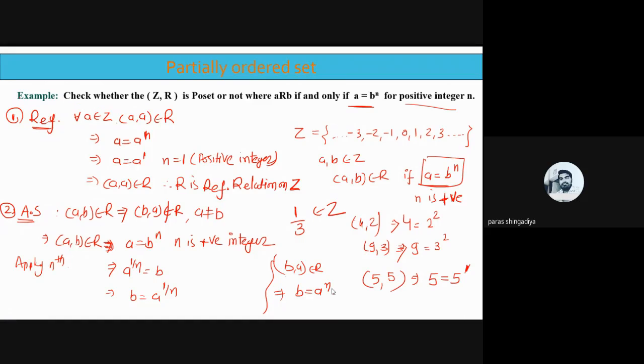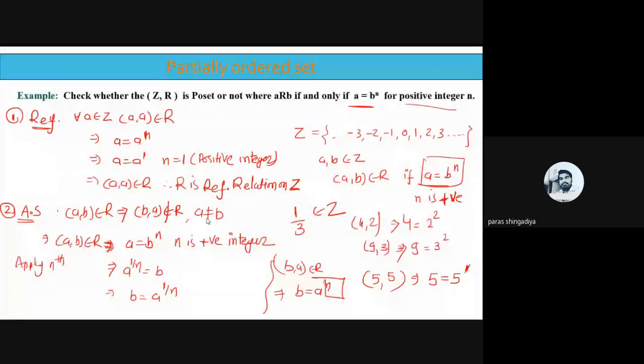But when we derive this form by using the formula A is equal to B raised to n, after applying the nth root we get B is equal to A raised to 1 upon n, in place of n. Here we had to prove n, but we get 1 upon n, and we cannot say 1 upon n is also a positive integer, and that is required to say it is an antisymmetric relation.